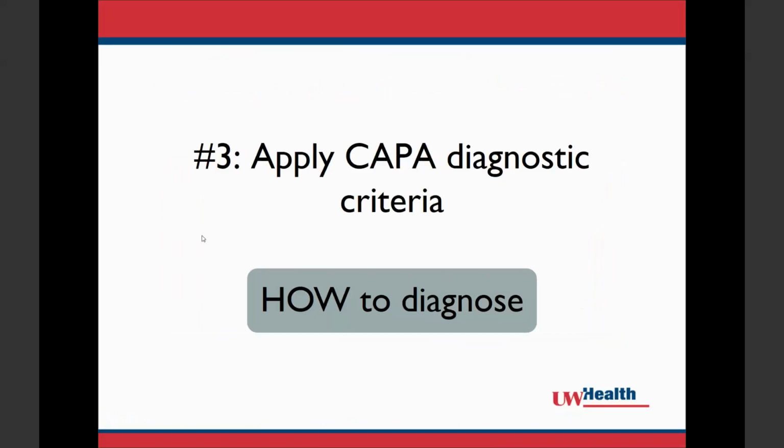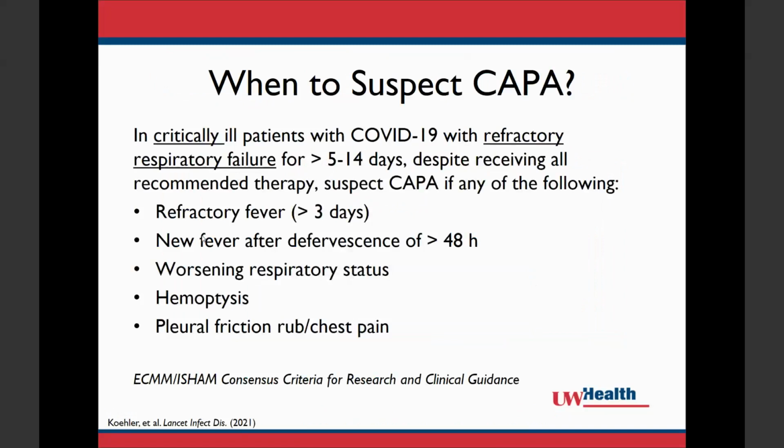Okay, so now that we've discussed the typical presentation of aspergillosis infections and some risk factors for CAPA, let's start to think about how we could potentially diagnose a patient with CAPA. So when should we suspect that CAPA could be a potential cause for worsening respiratory symptoms in a patient who already has a respiratory infection?